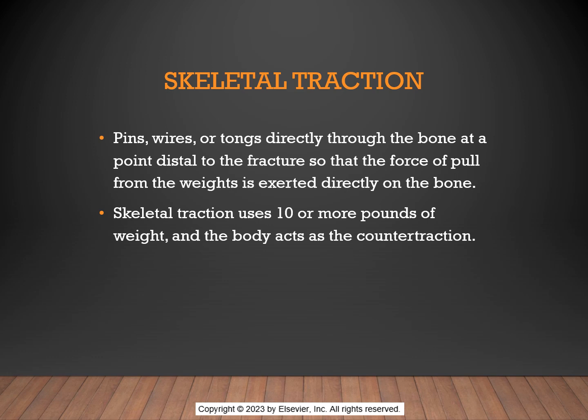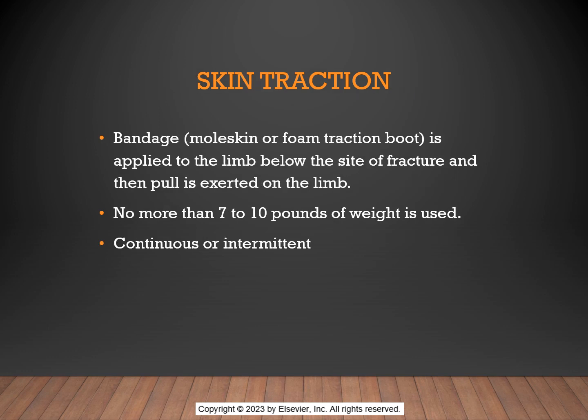With skin traction, a bandage or foam traction boot is applied to the limb below the site of fracture, and the pull is exerted on the limb. No more than 7 to 10 pounds of weight should be used for skin traction. Skin must be checked regularly under skin traction because breakdown from the pressure could occur.